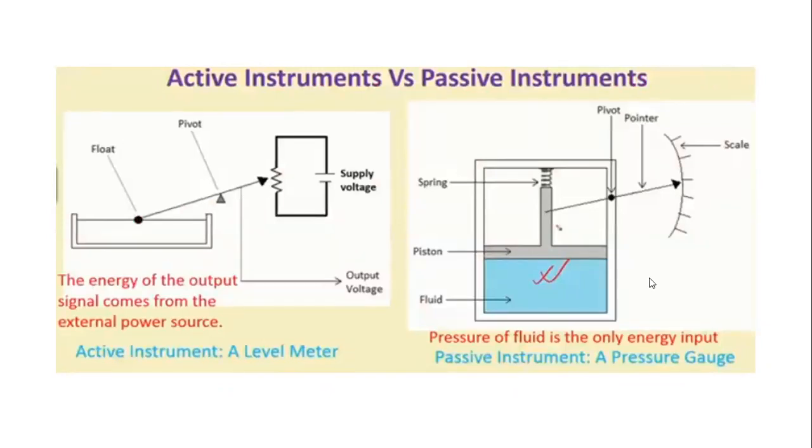Okay, so for example, active and passive I'm describing by using these two diagrams. Okay, here you can see an active instrument. Here a supply voltage is given.